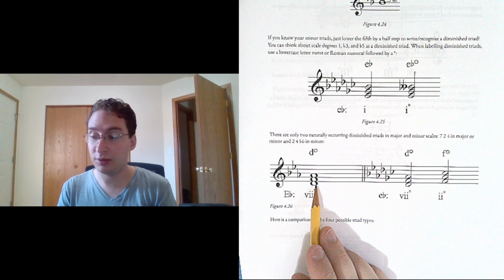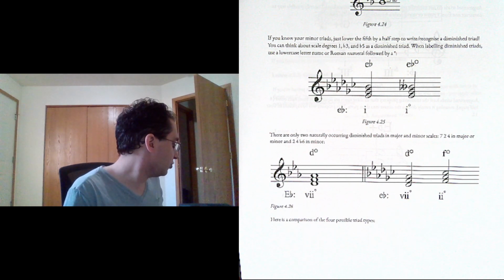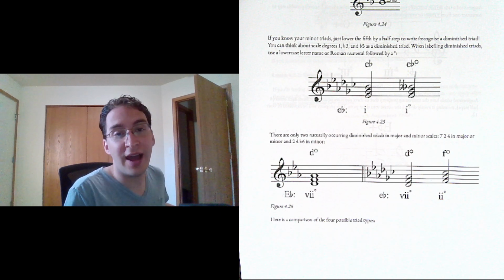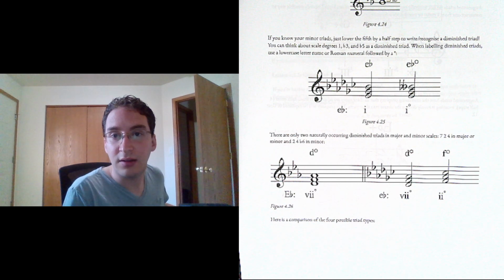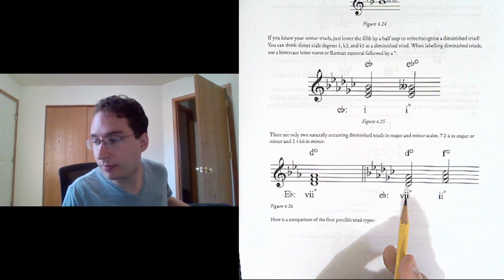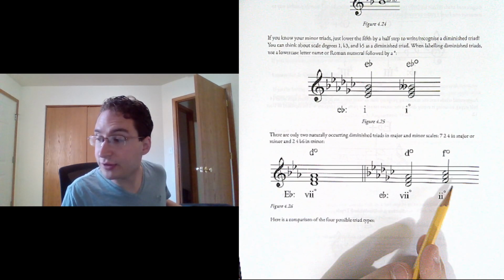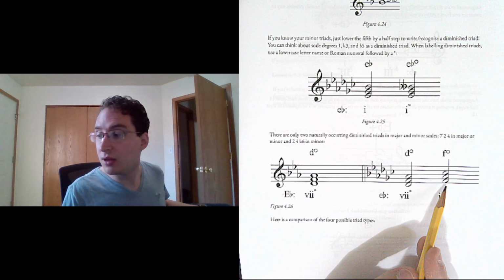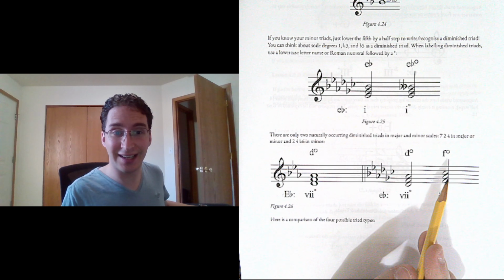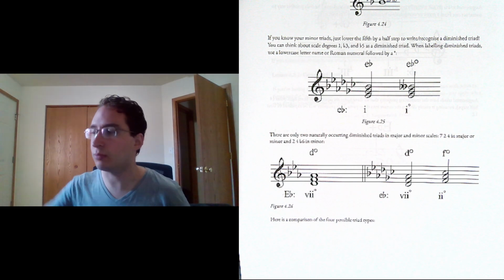In major, you can have a diminished triad on scale degree 7, built from 7, 2, and 4. If you're in minor, you can also have a 7 diminished triad. That's the same, 7, 2, and 4. You can also have a 2 diminished triad: 2, 4, and flat 6. So those are the naturally occurring diminished triads in major and minor modes.